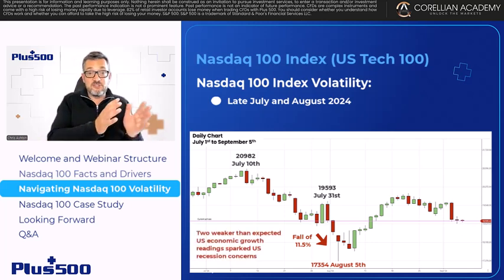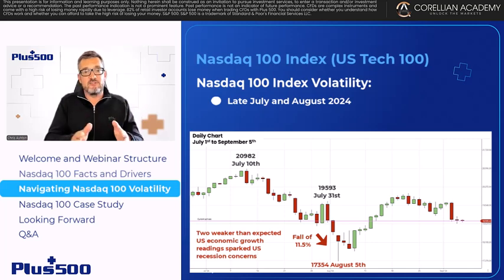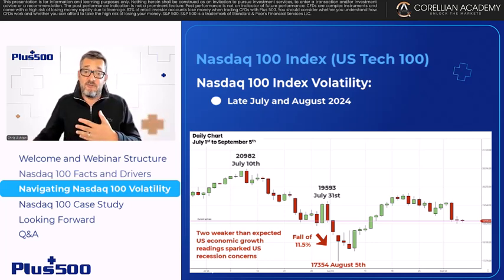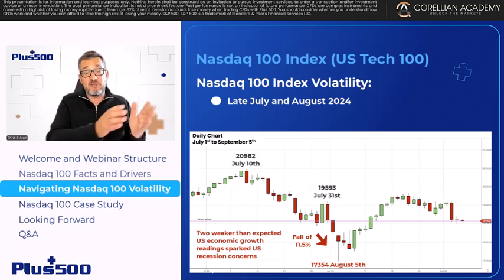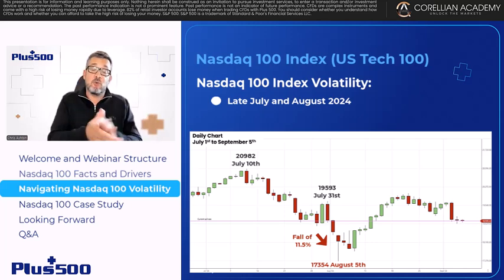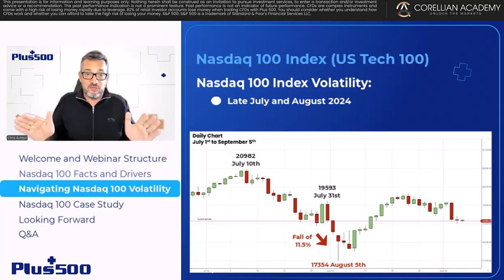Why? Because two weaker than expected US economic growth readings sparked concerns that the US economy was going to go into a recession. This saw a rush for the exit on popular trades like long Magnificent Seven stocks, especially Nvidia, as well as some of the other AI-related shares that have been performing so well in 2024. Then, just as quickly as the sell-off began, everything changed.